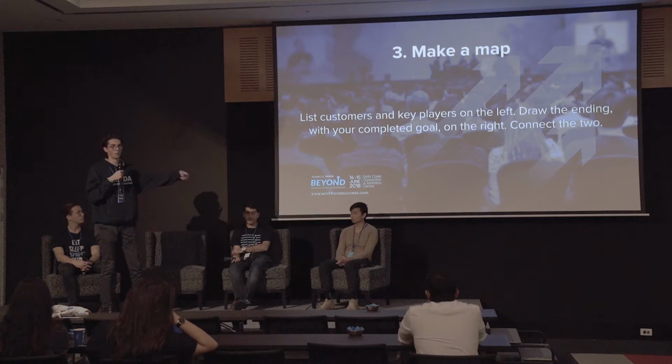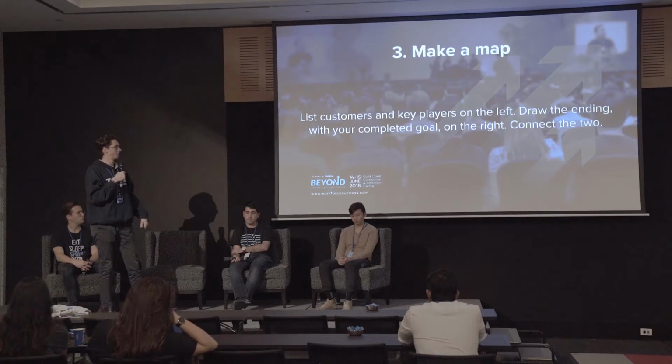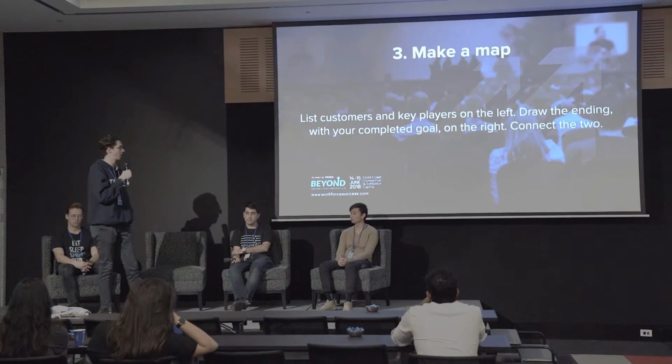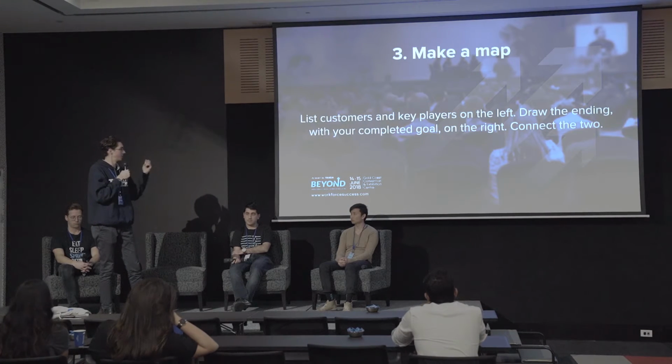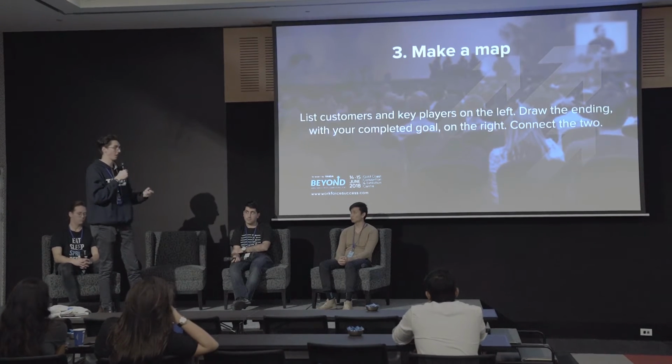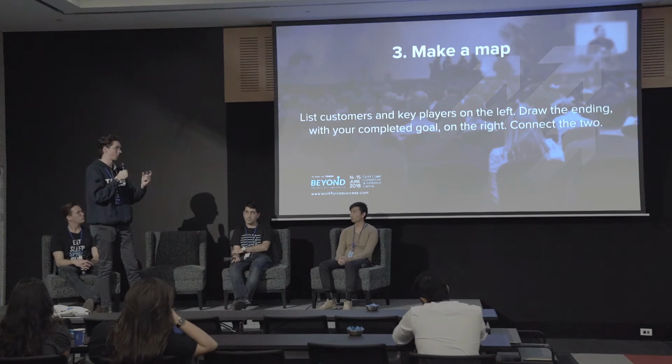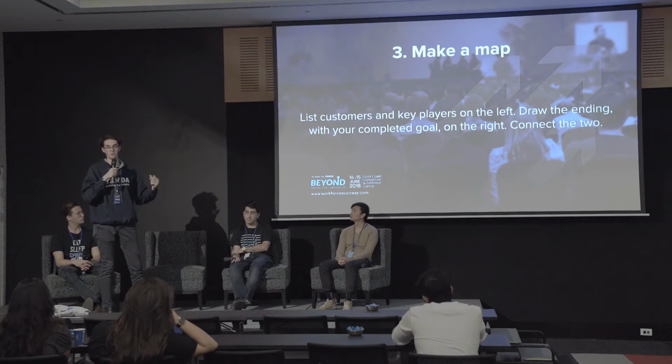So after we've got the long-term goal, we know where it could potentially fail, we then go on to make a map. And the map is a pretty critical element for the rest of the sprint process. So you basically just list customers and key players on the left, you draw the ending, and with your completed goal on the right, and then the aim is to just connect the two together.